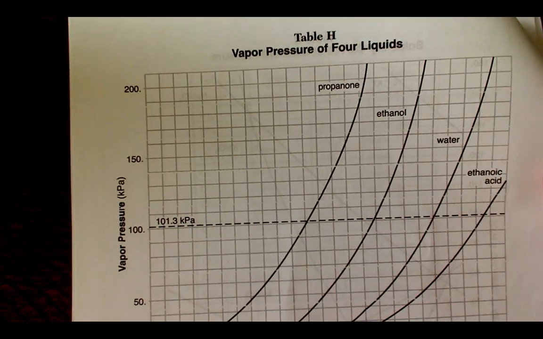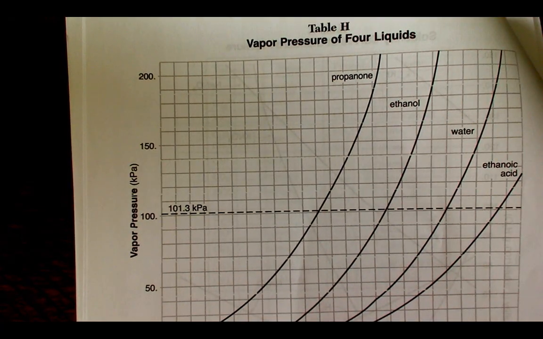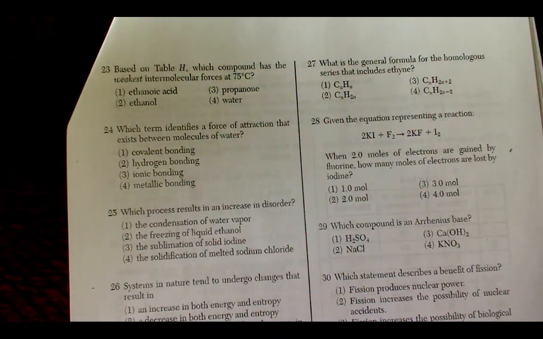It's the vapor pressure. We did not see this much this year just because it's such minimally useful information. It talks about intermolecular forces, talks about vapor pressure when a liquid's trying to become a gas. But let's see what the question says. Which compound has the weakest intermolecular forces at 75 degrees?